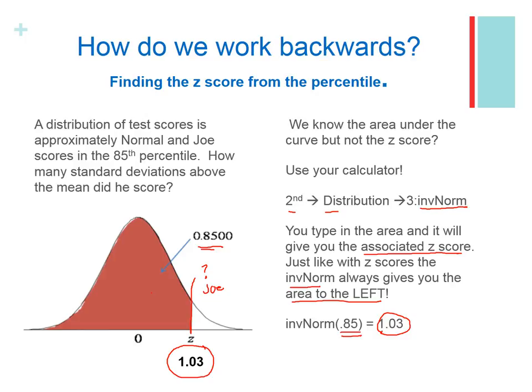So please keep that in mind: it's always the area to the left. Think about this for a second. Let's say I know this area is 20%, but I want this z-score. You're not going to type in inverse norm of 0.2, because that would be everything to the left of 0.2. You'd be typing in inverse norm of 0.80. We'll go over that a little more in a minute. You can also use your table to do this. On the table, you would find the percentage 0.85, and then find your z-score.